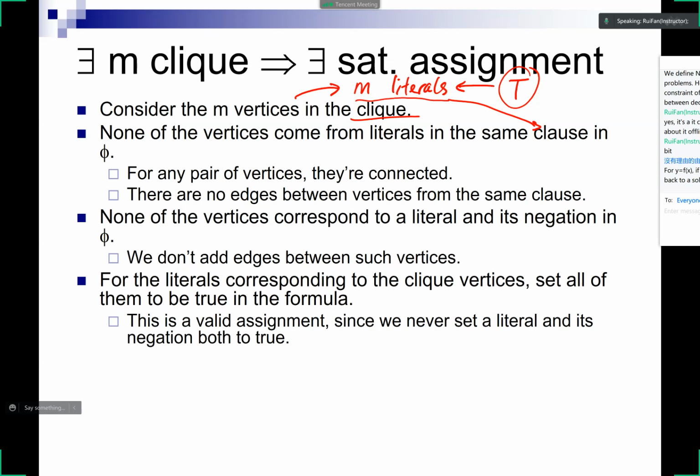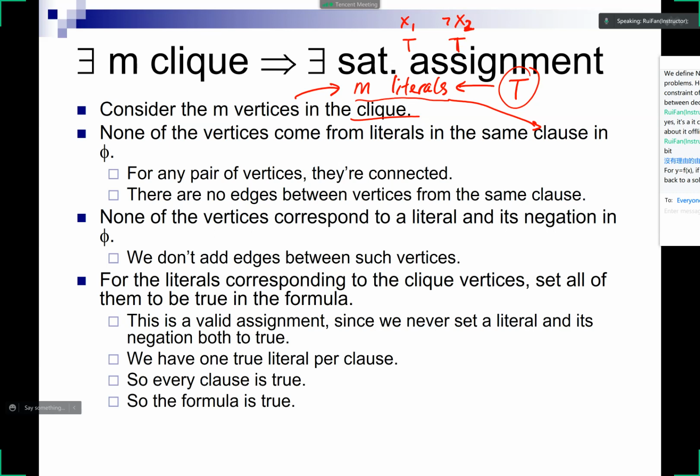What I mean by that is, suppose you picked out x1 and not x1, and you want to set both of them to be true. Well, this is invalid. You cannot set x1 and not x1 both to be true. But we know that for these literals that we picked, we never pick a literal and its negation. You can pick x1 and, let's say, not x2, and set both of them to be true. There's no contradiction in that. So all of the literals that we pick are not negations of each other, so it is valid to set all of them to be true.